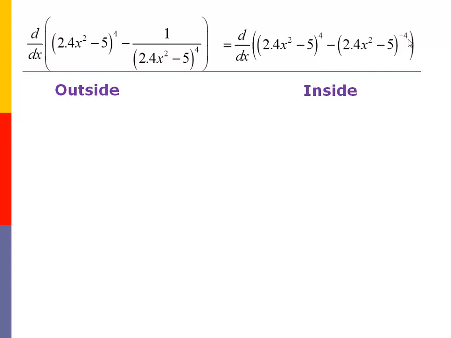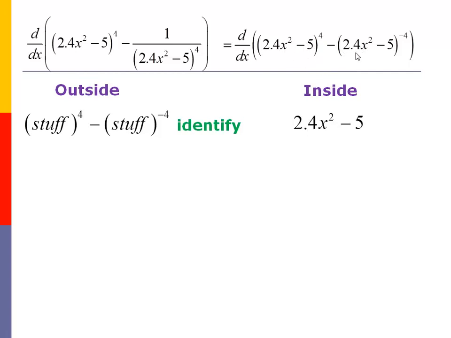And you might be thinking, well, what's the inside, what's the outside part? Well, what I've got for the outside part is that I've got the common inside pieces right here. So I've got 2.4x squared minus 5. I see that common here. So my outside pieces is my stuff to the 4th power minus stuff to the negative 4th power. And then my inside is a common inside, so I just got that 2.4x squared minus 5.